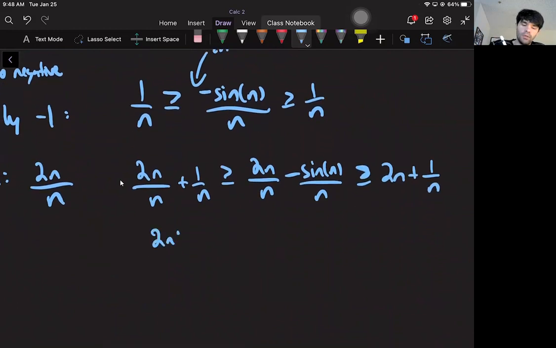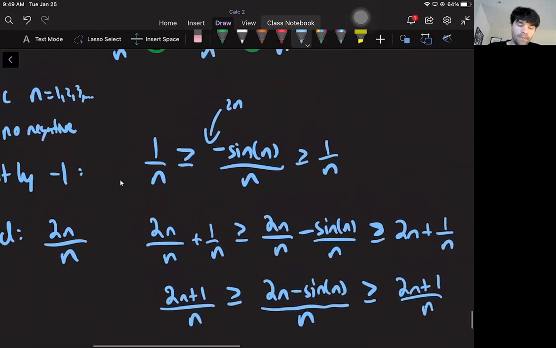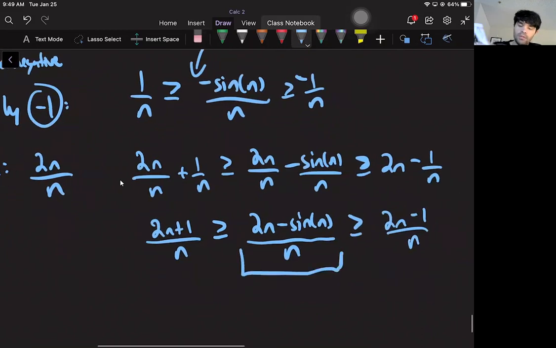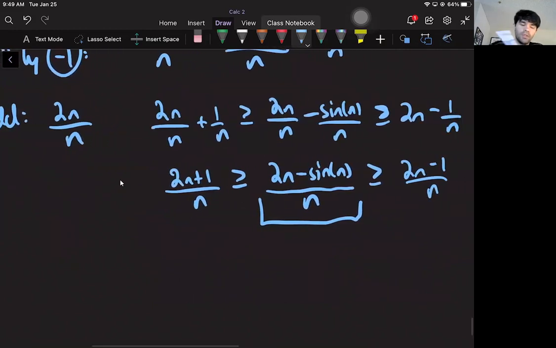Okay, so here we got (2n plus 1)/n is greater than or equal to (2n minus sine of n)/n. Now we have exactly what we want in the middle. (2n plus 1)/n. Oh, wait, one of these should be negative. What happened here? Aha, I forgot to make this one negative when I multiply by -1. So this will be negative now. And so this will be a -1. Okay, so now we have what we want surrounded by two things. We've got to take the limit of those two things and hope they go to the same place, which I believe they do.